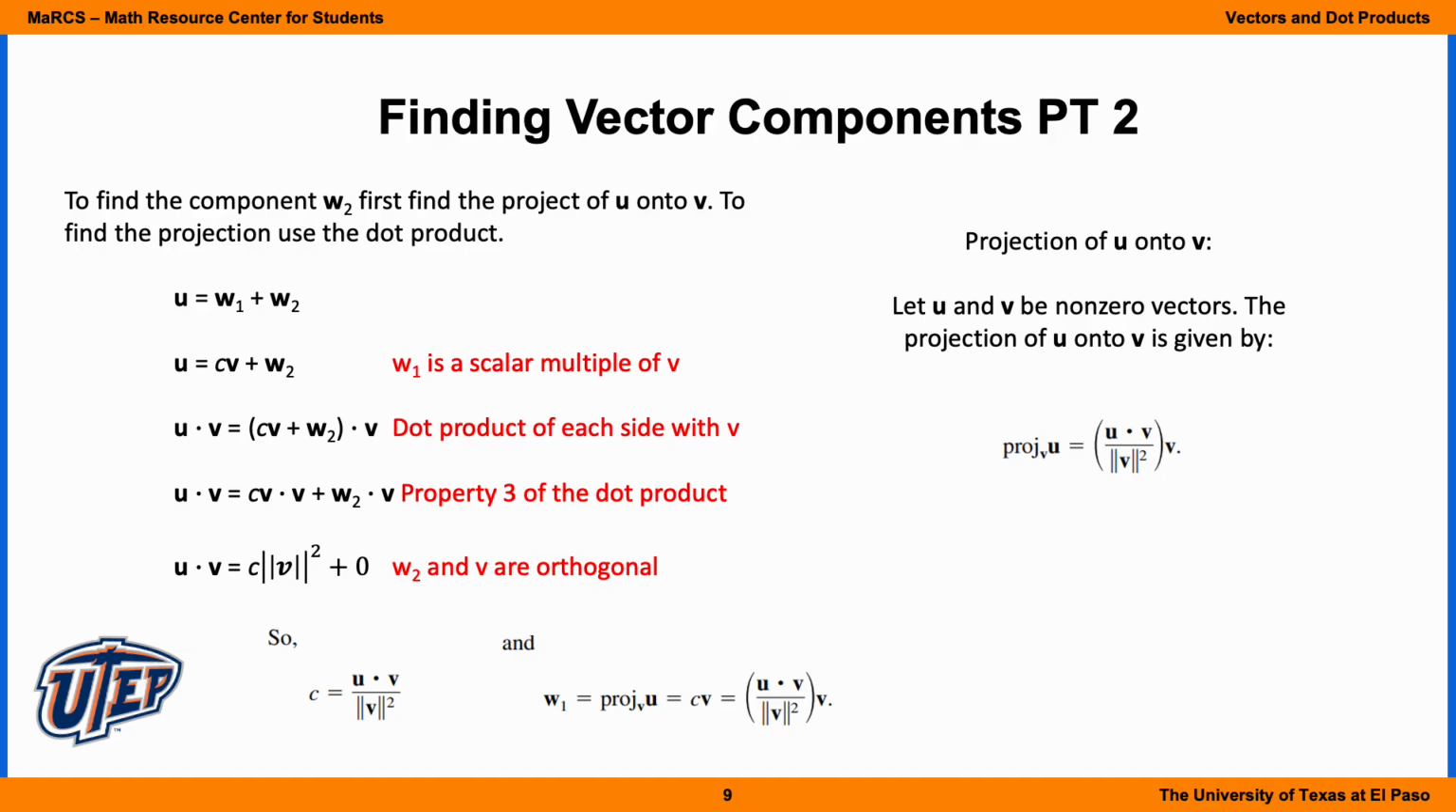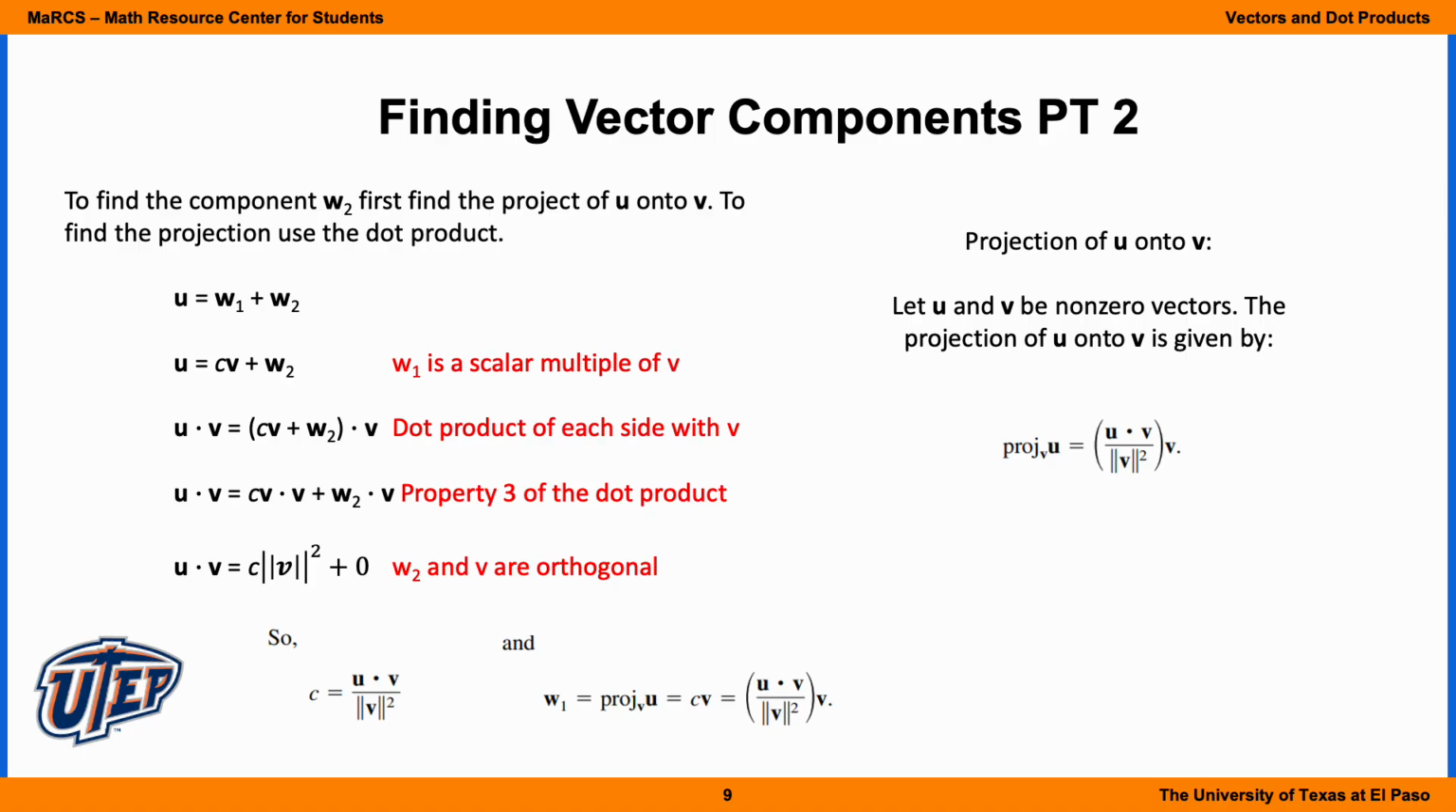So the projection of u onto v is given by this formula on the right-hand side. If you let u and v be non-zero vectors, then the projection of u onto v is given by, in the numerator, the dot product of u and v, in the denominator the magnitude of v squared, and then we are multiplying by the vector v. That gives us the projection of u onto v.